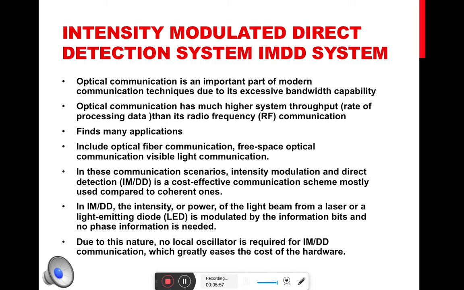So, in an intensity modulated direct detection system, the intensity of the power of the light beam from either a laser or a light emitting diode is modulated by the information bits, and we do not require any phase information here. Only the intensity variation is what you require. You don't require any phase variation. Due to this nature, you don't require a local oscillator in the IMDD system. So this eases out a great amount of cost in the system. So that is all about the IMDD system.